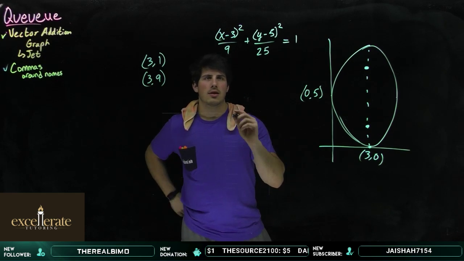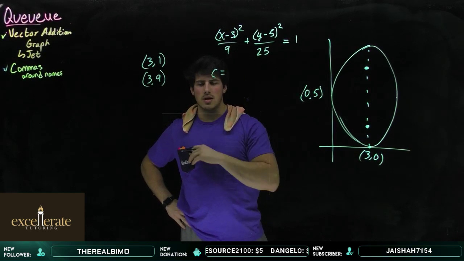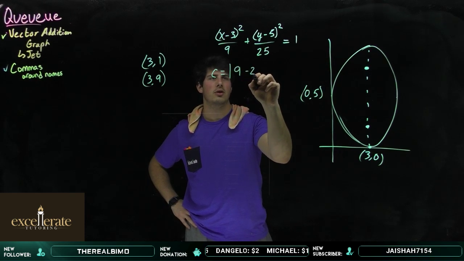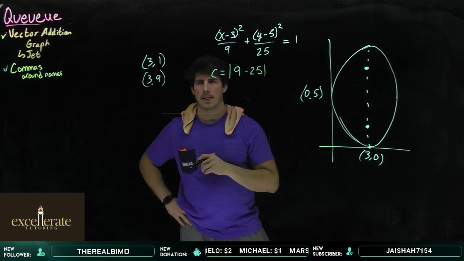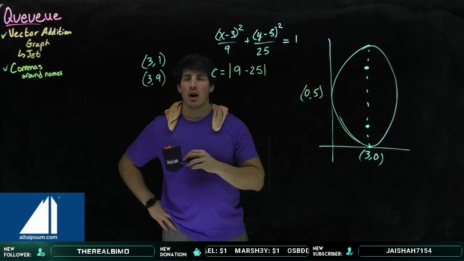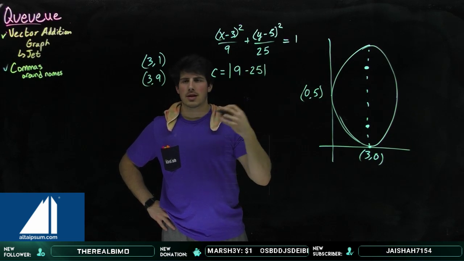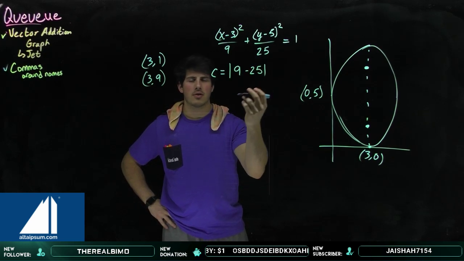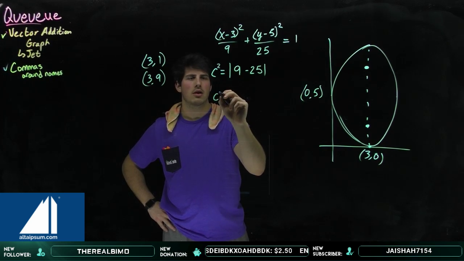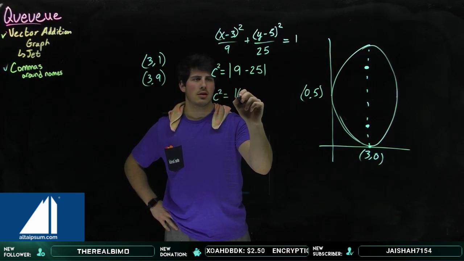The way to find this is we're going to say some value C is going to be equal to the absolute value of 9 minus 25. I like taking the absolute value when I subtract these. Otherwise, you're going to put 25 minus 9. You just want a positive value. All right? So C squared equals 16.